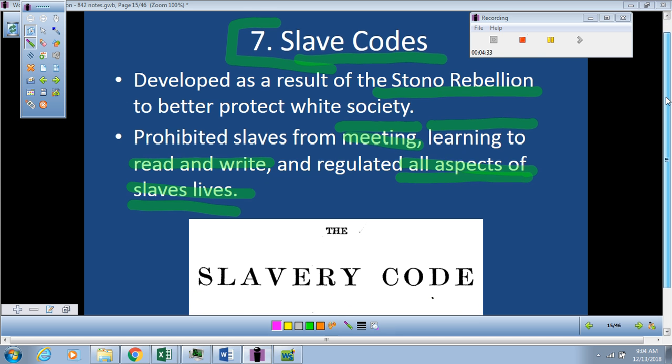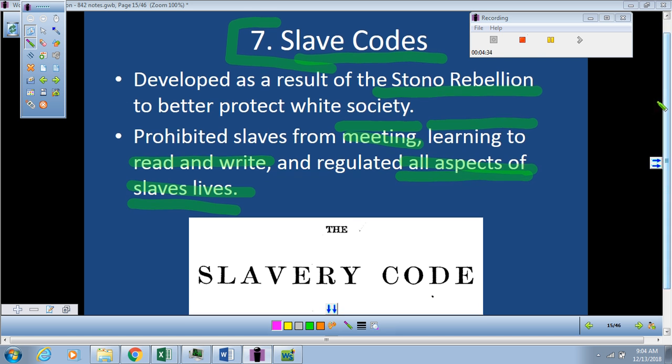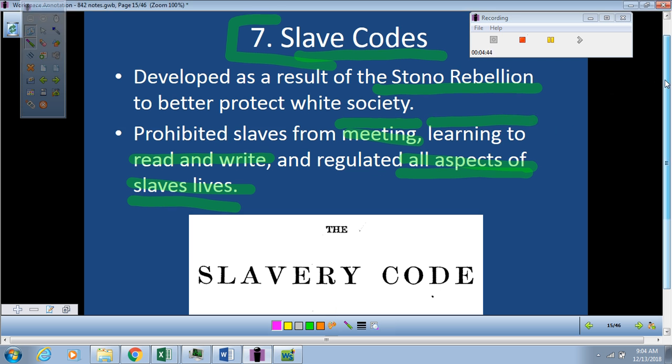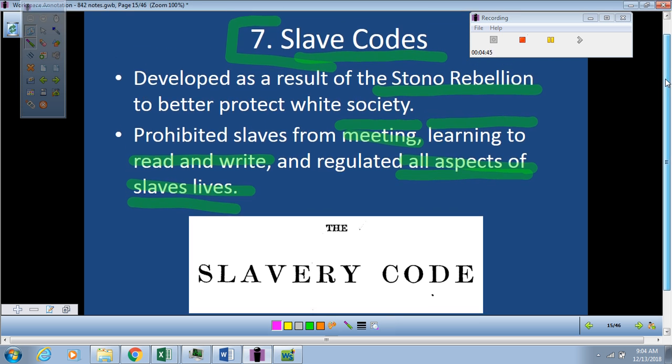Another consequence of the Denmark Vesey Plot and the Nat Turner Rebellion was a development and increase in the prohibitions of the slave codes, which we've already learned about. Just as with the Stono Rebellion, the Nat Turner Rebellion and the Denmark Vesey Plot resulted in the slave codes being strengthened even more.